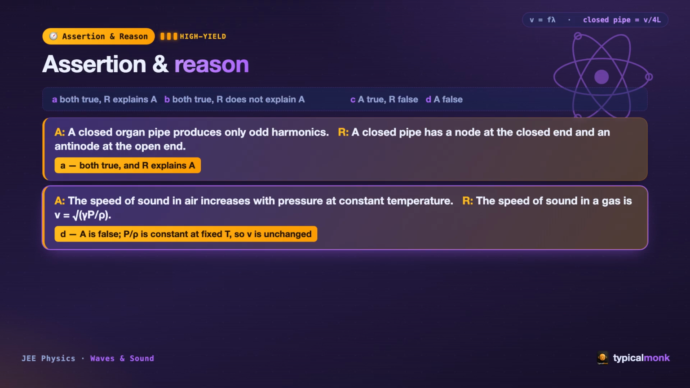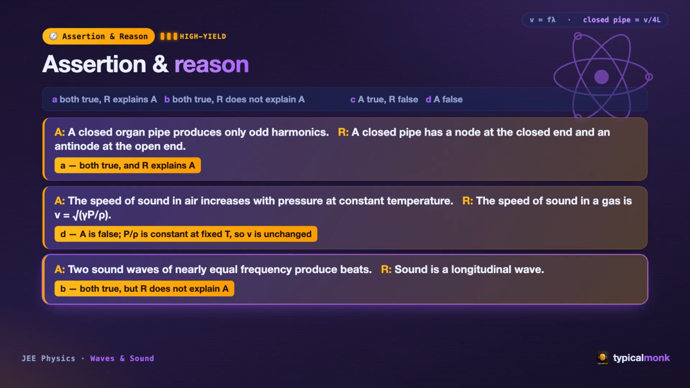Assertion: the speed of sound in air increases with pressure at constant temperature. Reason: the speed of sound in a gas is the square root of gamma p over rho. The reason is true, but the assertion is false. At constant temperature, p over rho stays constant, so the speed does not change. The answer is D. Third pair.